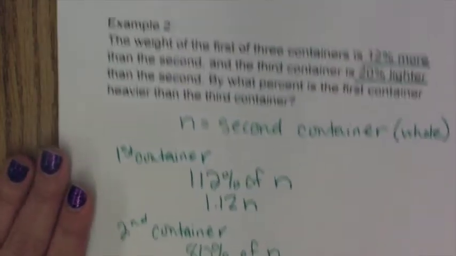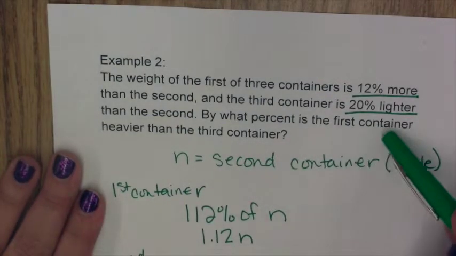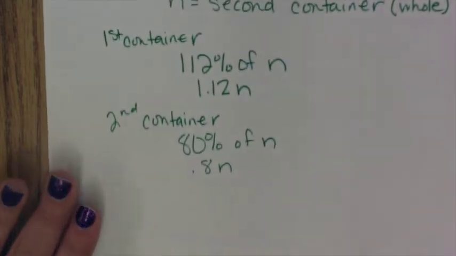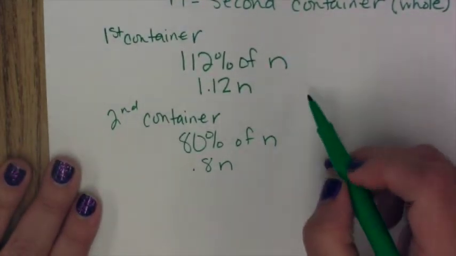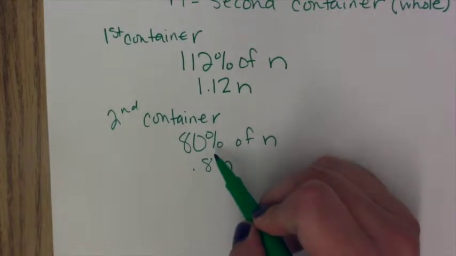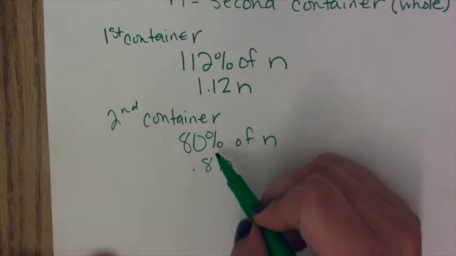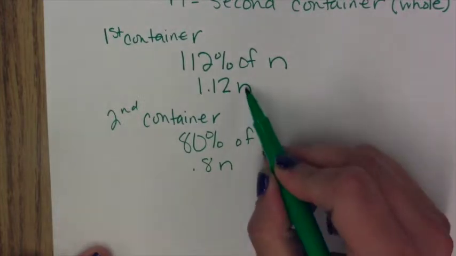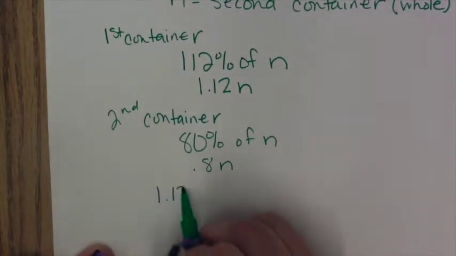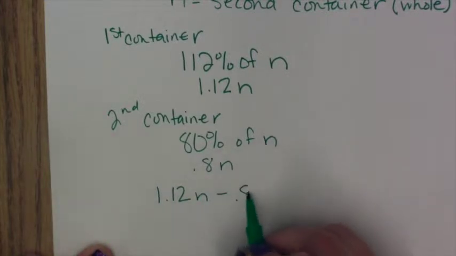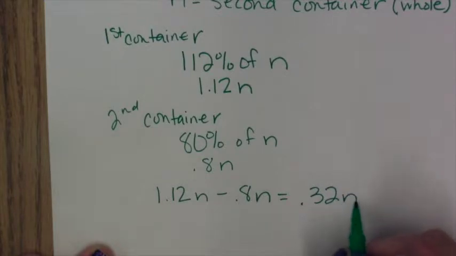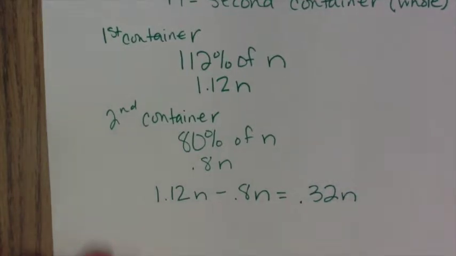All right, so when we talk about this, by what percent is the first container heavier than the third? So we're looking at a percent change. So we're going to take the 112%, and then we also have the 80. So we're going to take those two, and we're going to subtract. I'm going to use our decimal equation form down here because I like it better. Well, we get that the difference is 0.32N, or 32% difference.